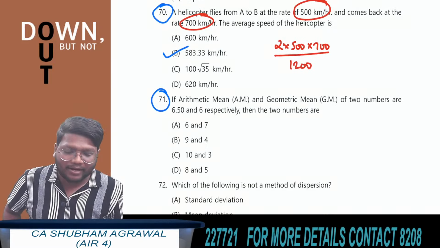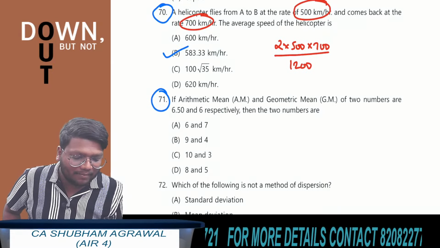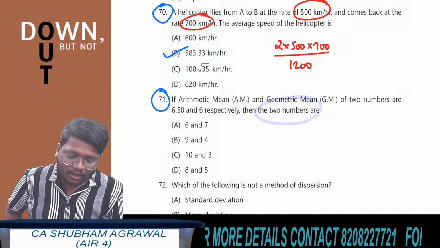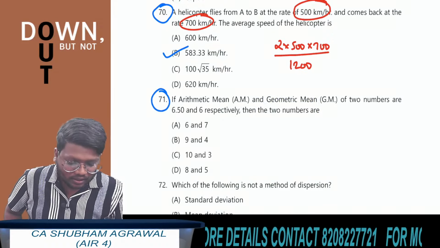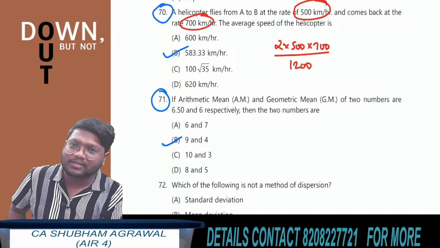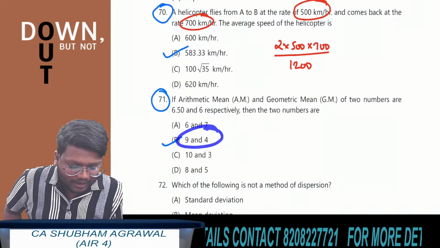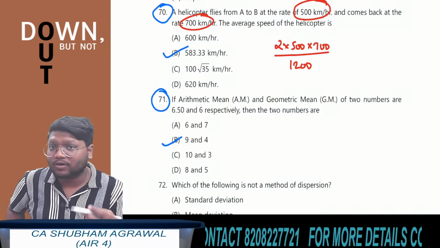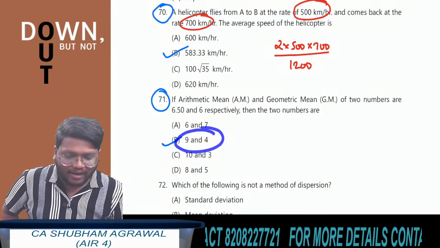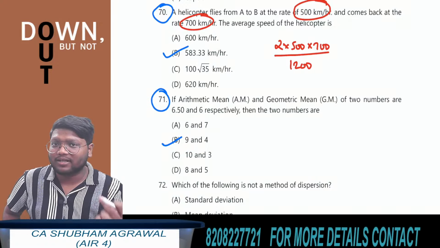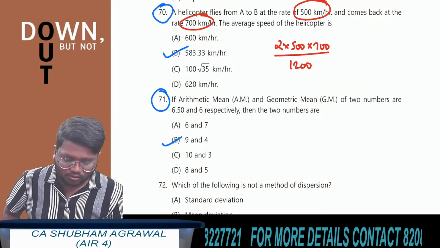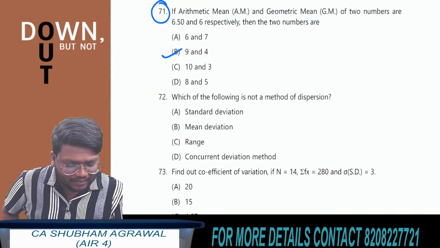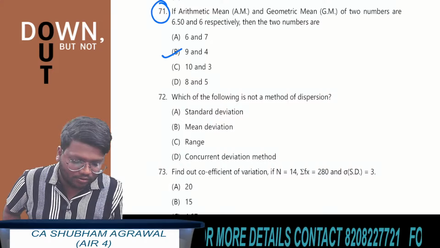In question number 71, they have given that the arithmetic mean and geometric mean of two numbers are 6.5 and 6 respectively. You have to find the two numbers. You can solve this question by using the options. Here also you will get option B as the answer. Arithmetic mean of 9 and 4 is what? 9 plus 4 is 13, 13 upon 2 is 6.5. And geometric mean of 9 and 4 is what? 9 multiplied by 4 is 36, and the square root of 36 is 6. So most of the questions you will find exactly the same from either set A or set B.